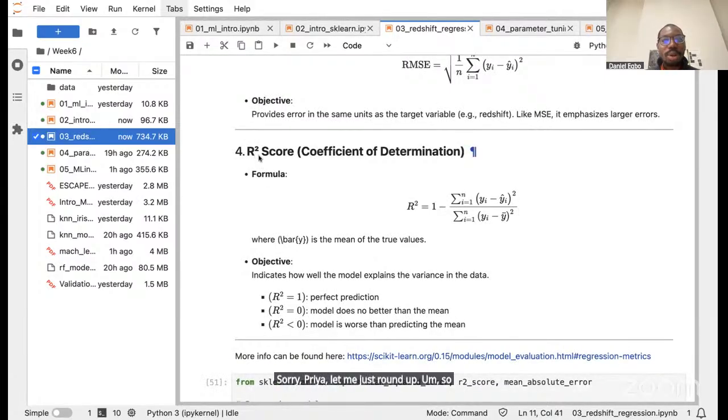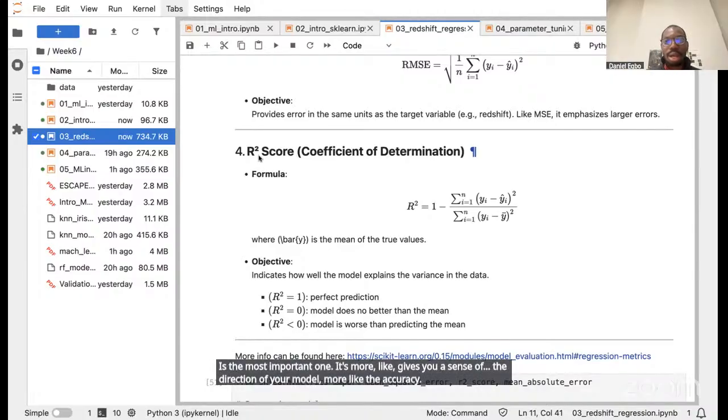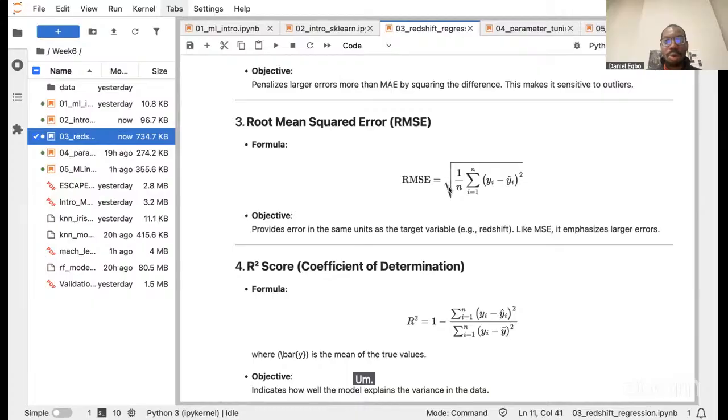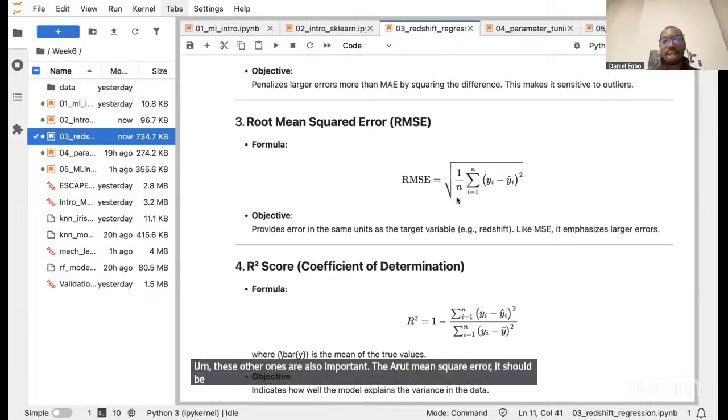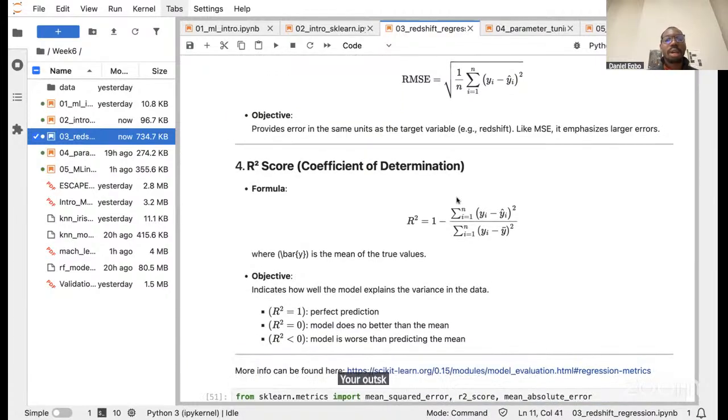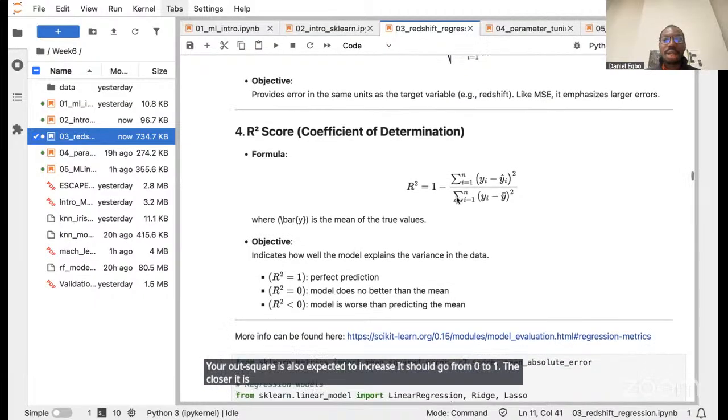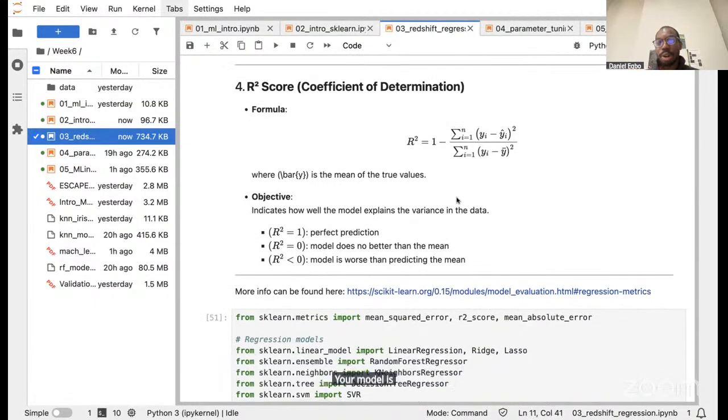So the R square is the most important one. It gives you a sense of the direction of your model, more like the accuracy. These other ones are also important. The root mean square error, if your model is learning very well over time, should be dropping. Your R square is also expected to increase. It should go from 0 to 1. The closer it is to 1, the better your model is, especially for regression models.